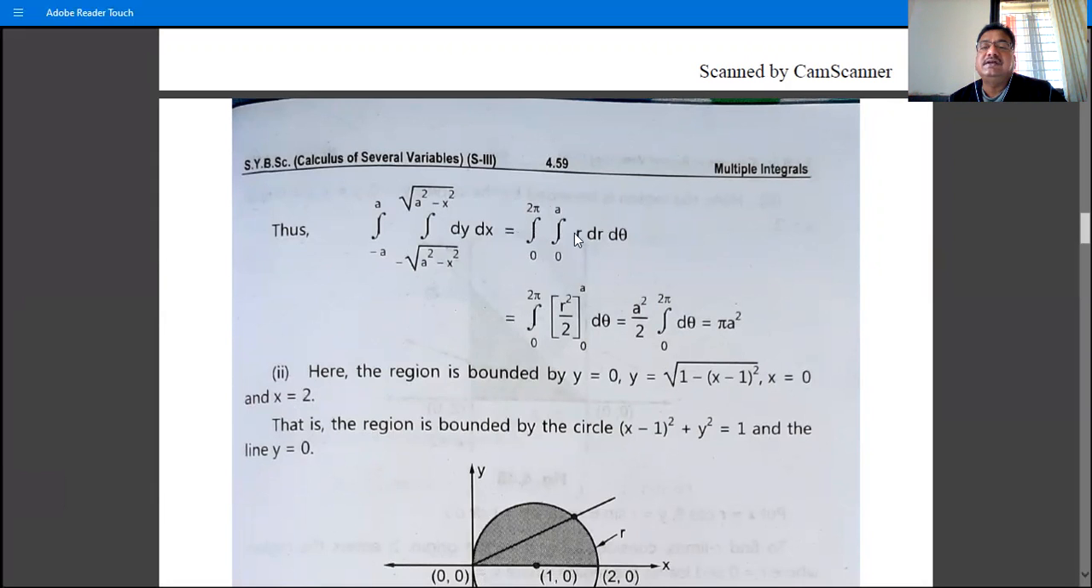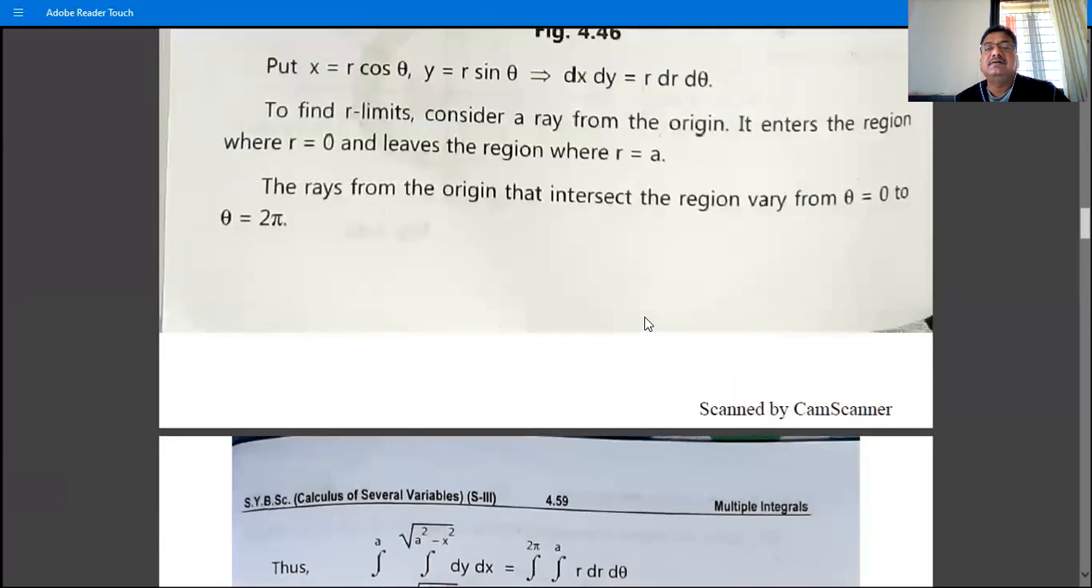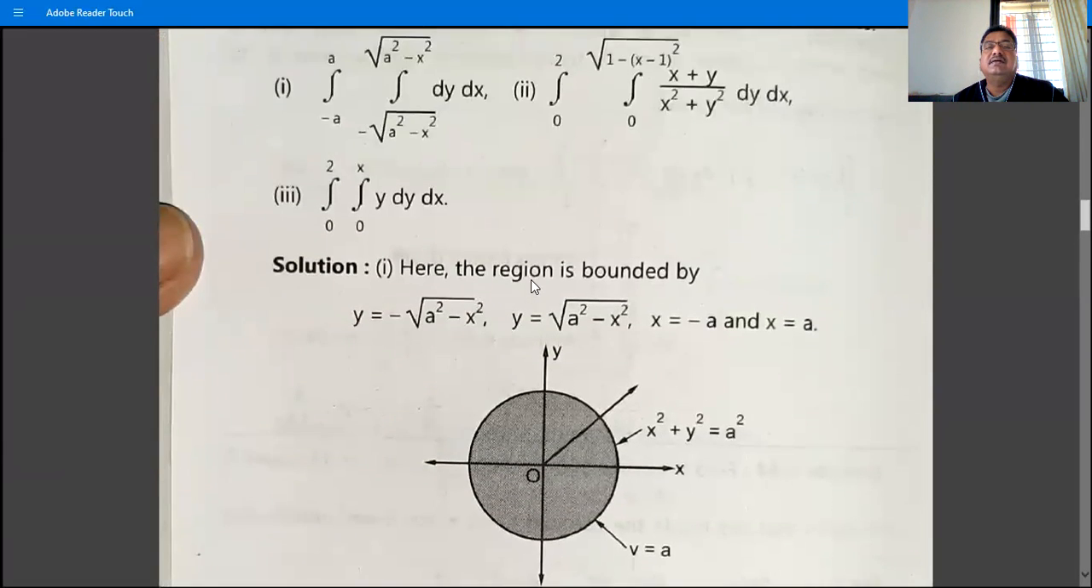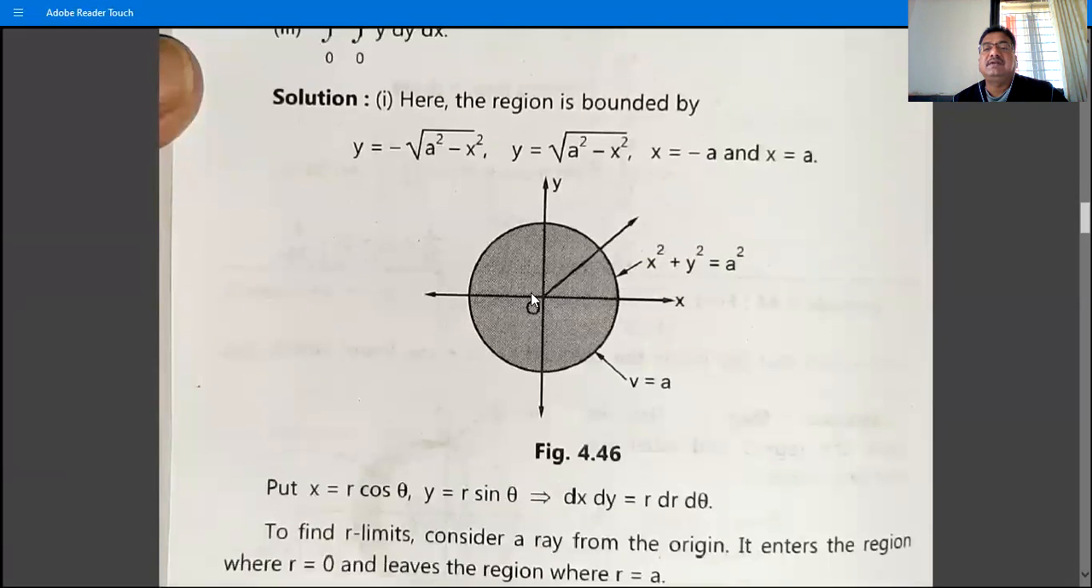Then its integration with respect to r is r square by 2 from 0 to a, value at the upper limit minus value at the lower limit, and then integration of 1 with respect to theta is theta from 0 to 2 pi, that is 2 pi minus 0. The 2 cancels, so the integral is pi a square.